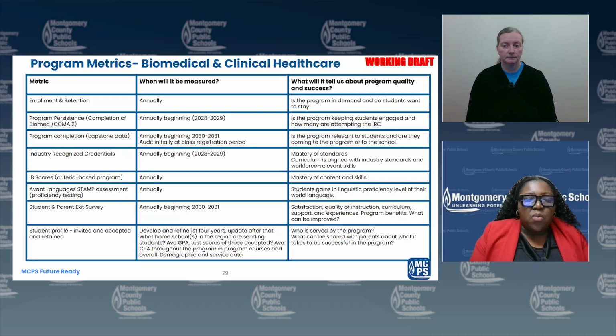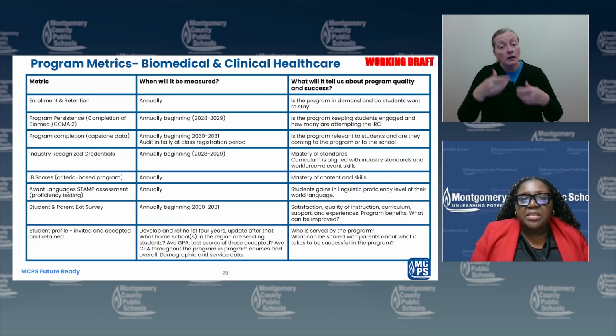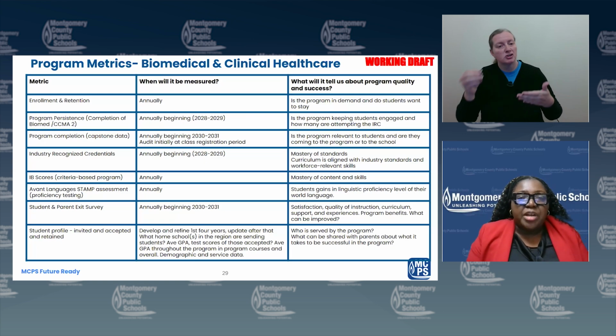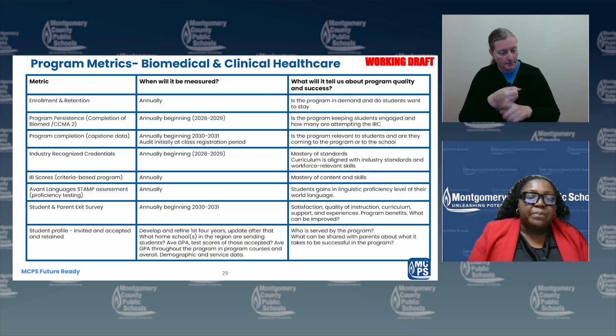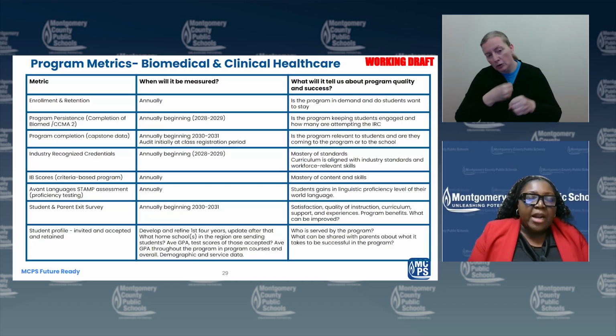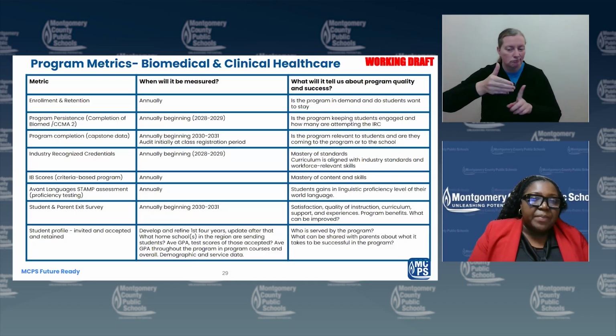To understand how well our programs are serving students, we have built a set of metrics that will help us to track demand, quality, student outcomes, and overall impact. These metrics that we'll be sharing will be measured annually, and they'll be measured at different intervals. So some will be in the first year, some will be in year 4, year 2, year 3, etc. But I'll quickly go through a few of these metrics.